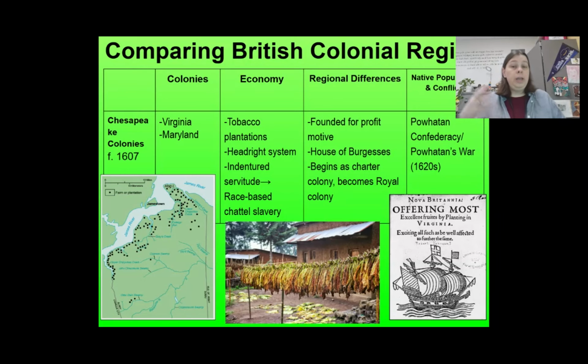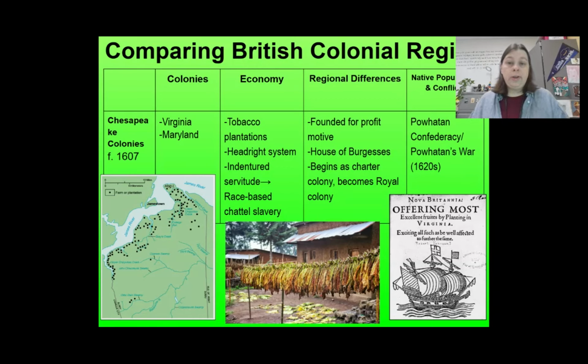So what we're going to see in Virginia in particular is the shift or the development of labor systems away from indentured servitude and toward race-based chattel slavery. That's one of the sort of stories in Virginia in the 1600s. And in particular, we're going to see this around Bacon's Rebellion, which we'll be talking about in a little bit more detail a couple of slides on.